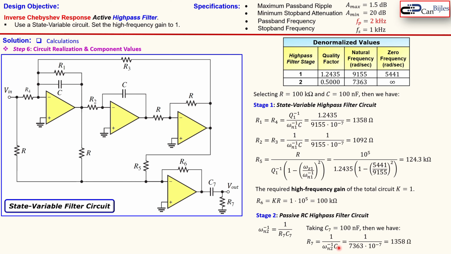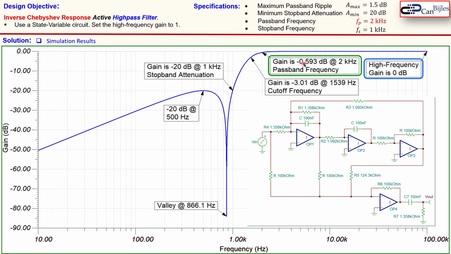And we have also 4 operational amplifiers. Now let's go also to the simulation results. This is the Bode plot. You see here the gain in the vertical axis and the frequency in the log scale here. You see indeed that the high frequency gain is 0 dB, that is 1, that's indeed correct. We see the gain is minus 0.59 dB at 2 kilohertz. So that is actually the requirement from here. So the FP, which is 2 kilohertz, that's the passband frequency, there we should have a maximum gain reduction of 1.5 dB. We only have almost minus 0.6 dB.